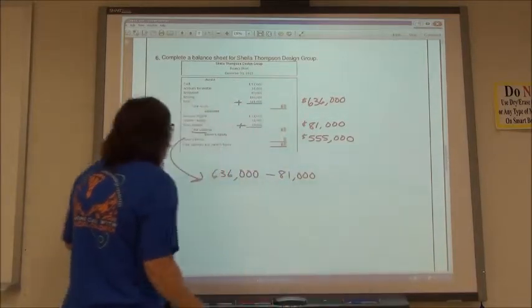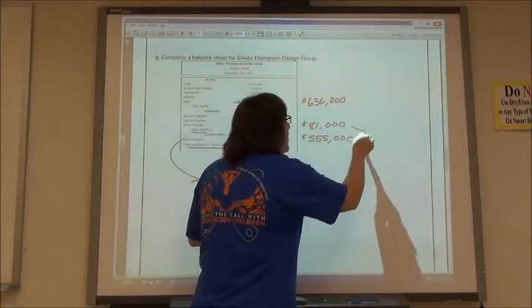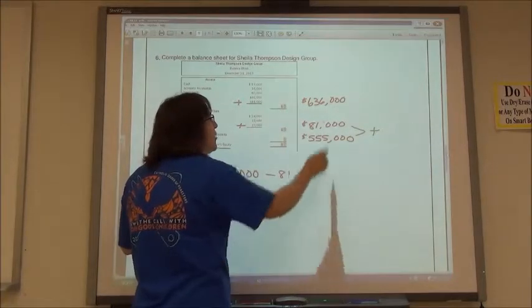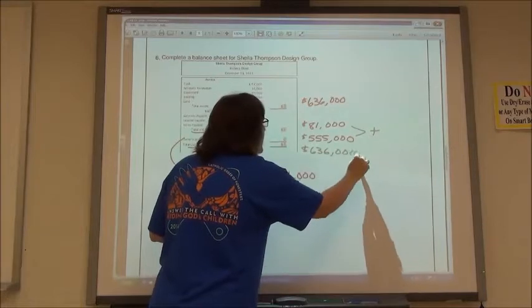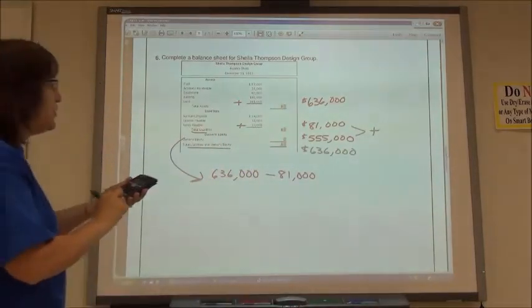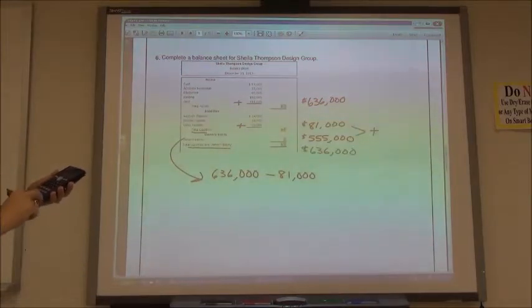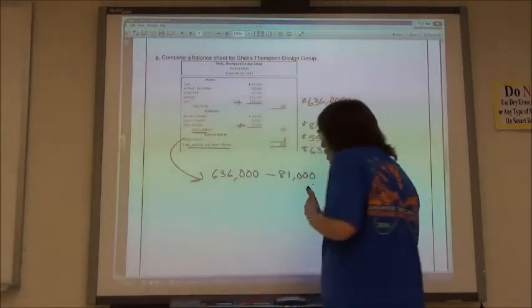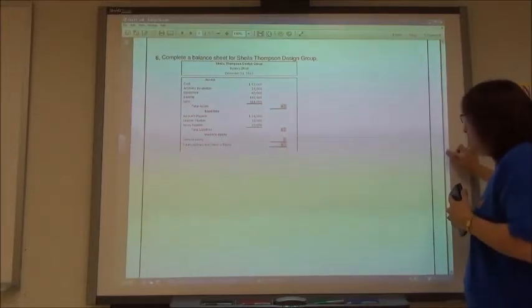And then again, the last part, doing the total of the liabilities and the owner's equity, we're going to add those two things together. And if we add those two things together, we better get that same top number, $636,000. So again, just double checking, $555,000 plus $81,000. Sure enough, $636,000. And because there's a lot of tables and charts, they wouldn't let me put too many topics on a paper, so that's only 2 topics on this first sheet.